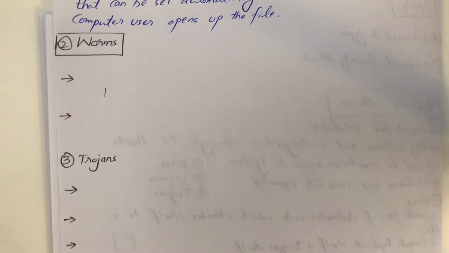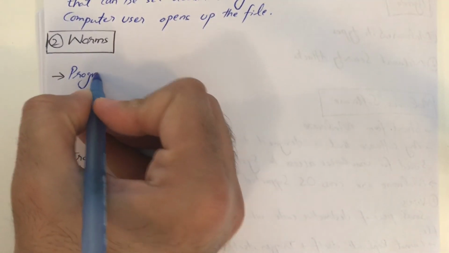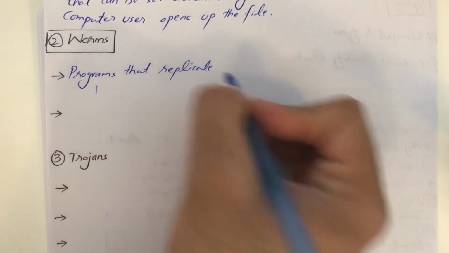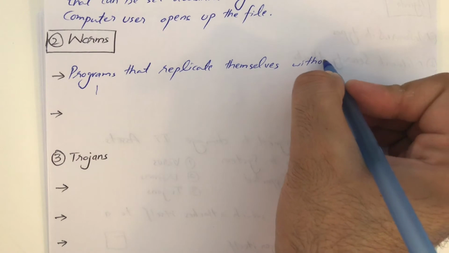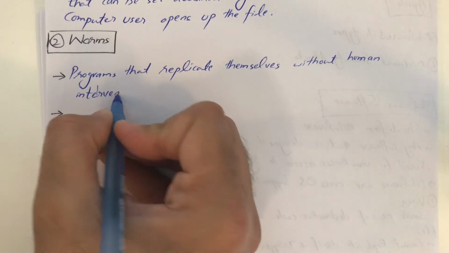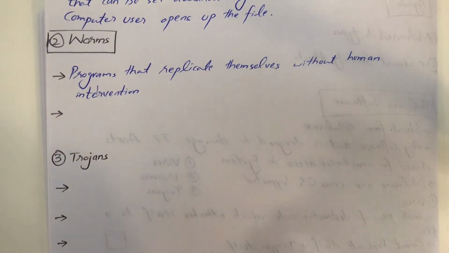Then the worms. Worms are another type of malware, and basically they can replicate. That's the main difference. So worms are basically self-contained programs that replicate themselves without human intervention. So when a worm hits your network or a computer, it doesn't require any human intervention like opening a file or closing a file in order to get triggered. And then it can automatically propagate itself.